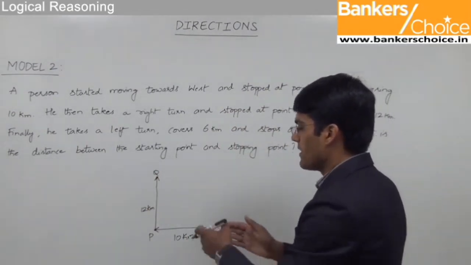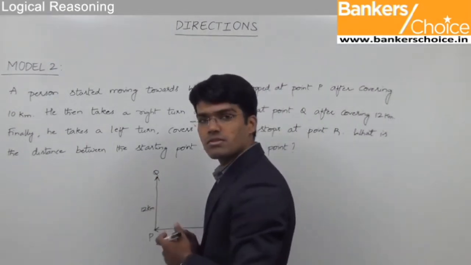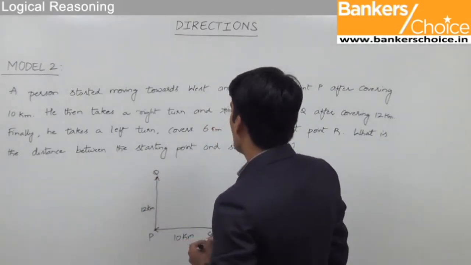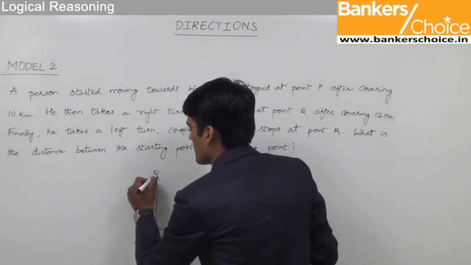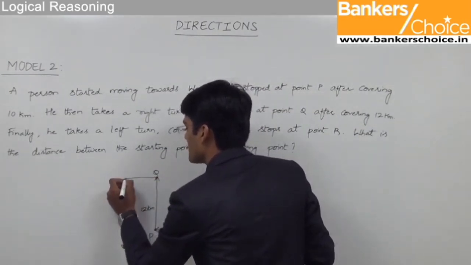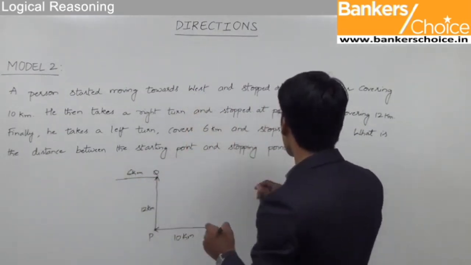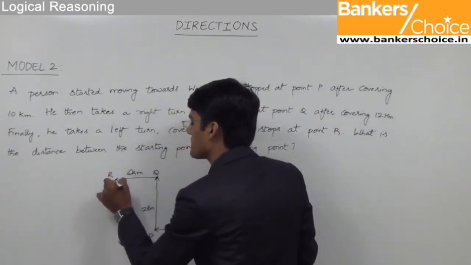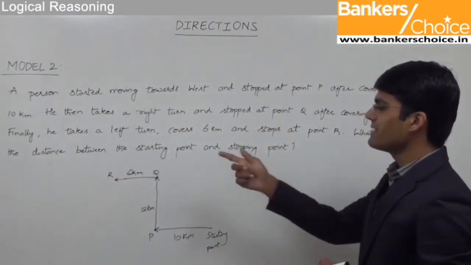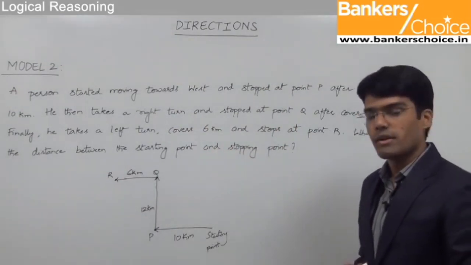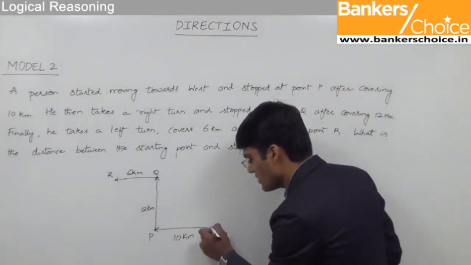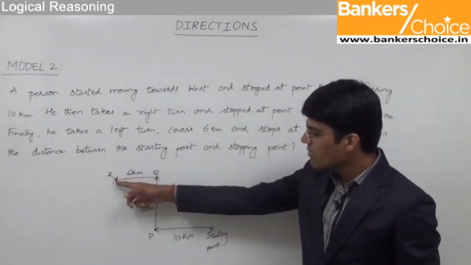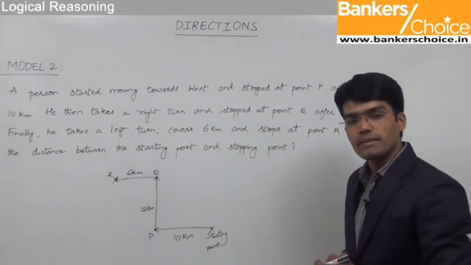Finally, he takes a left turn. Now as we can see, the person is moving towards north and he takes a left turn. That is nothing but left on paper. And covers a distance of 6 kilometers. So he takes a left turn, covers a distance of 6 kilometers and stops at point R. So he finally stops at this point R. What is the distance between the starting point and the stopping point? So the starting point is as shown here and the stopping point is the point R. And we are supposed to find out the distance between these 2 points.